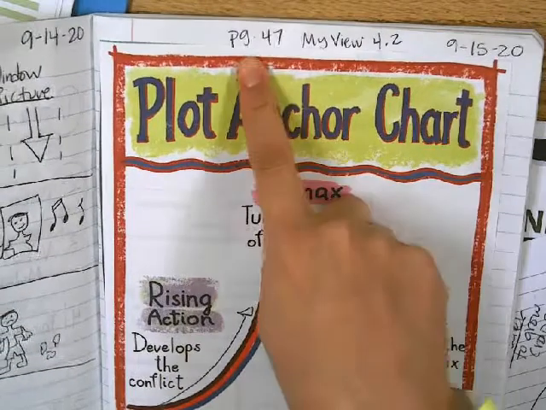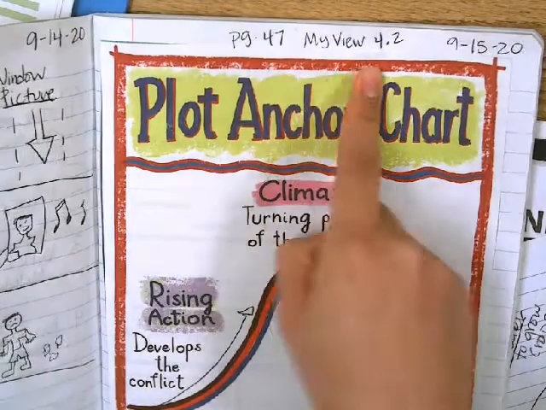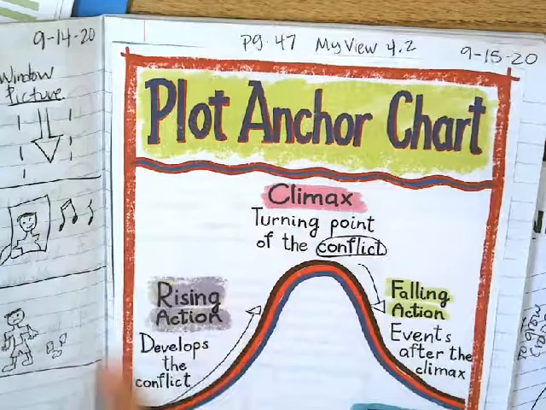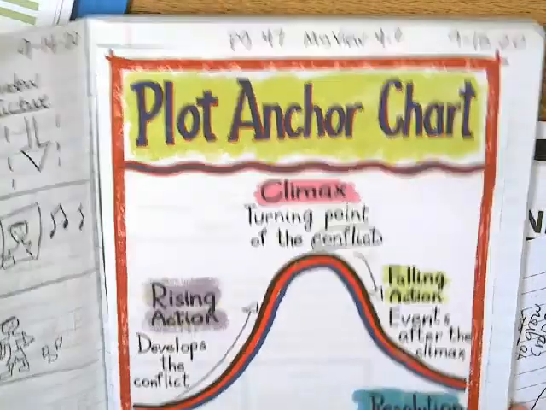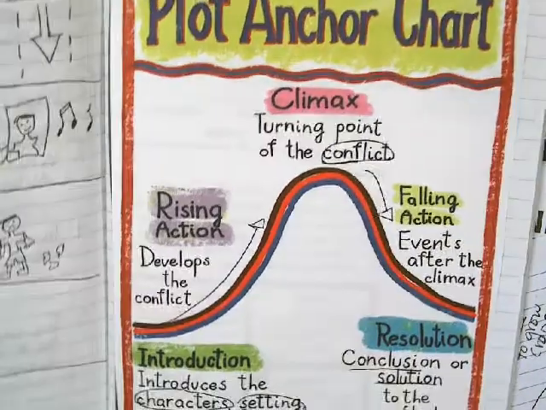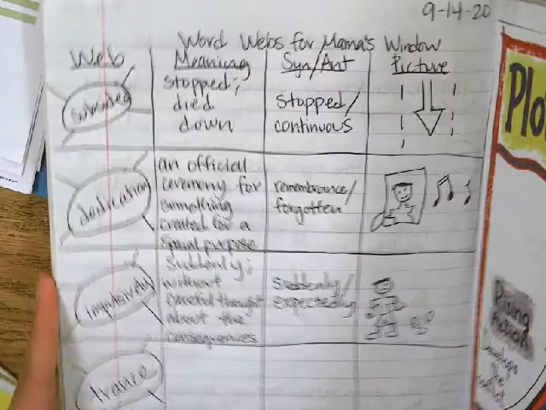It is found on page 47 on My View 4.2. We cut it out like we have been doing for the other anchor charts in these past 2 weeks. And we pasted it right next to our word webs for Mama's Window.